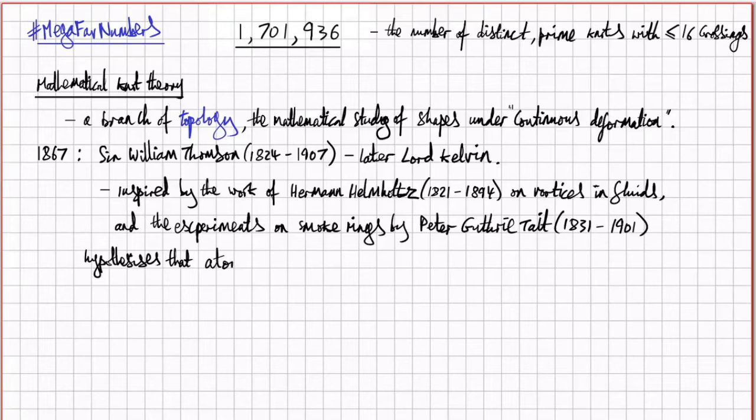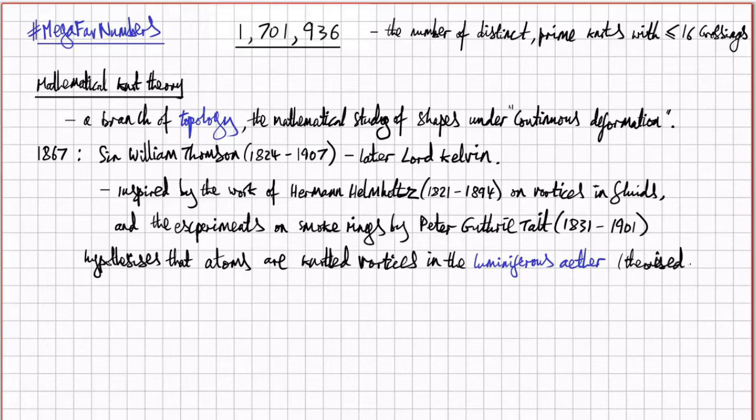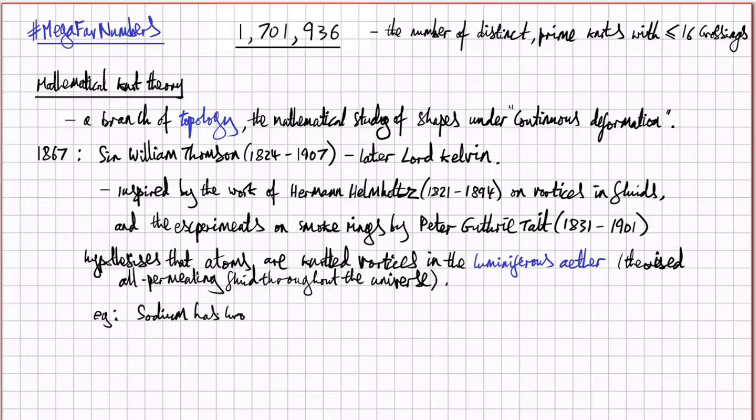And his idea was that atoms are essentially knotted vortices in something called the luminiferous ether. So this was a hypothesized all-permeating fluid that spread throughout the universe and was, amongst other things, the medium through which light waves and other electromagnetic waves travelled.